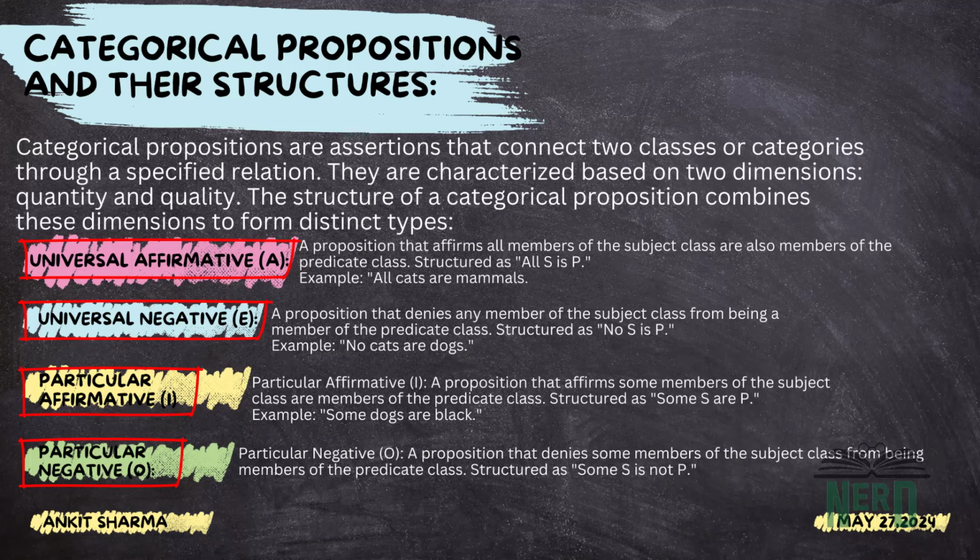Now let's discuss the types of quantities. Universal pertains to all members of the subject class. Particular pertains to some members of the subject class. Then we have types of qualities.